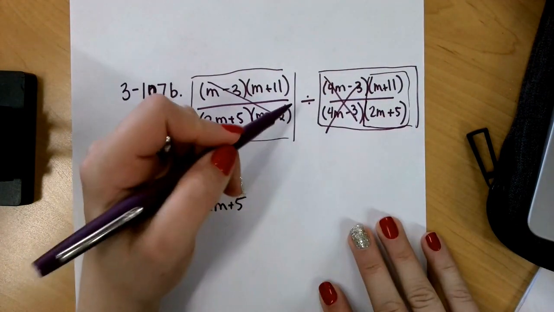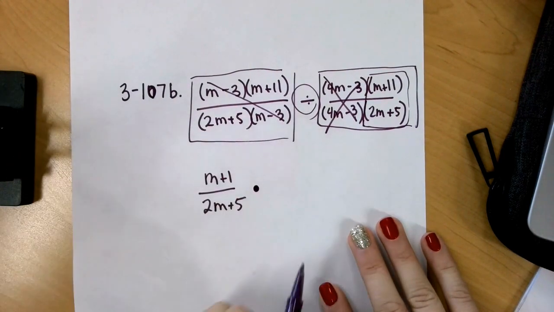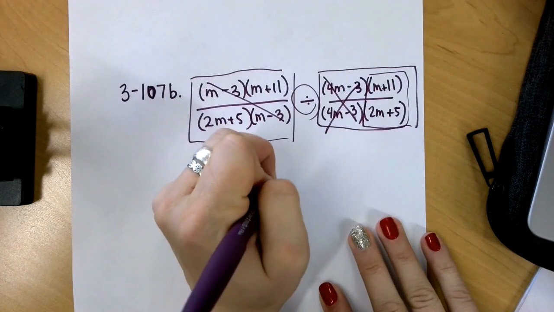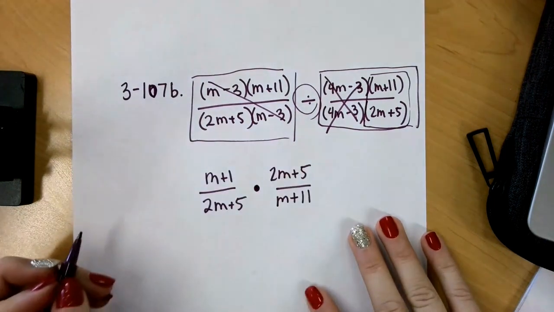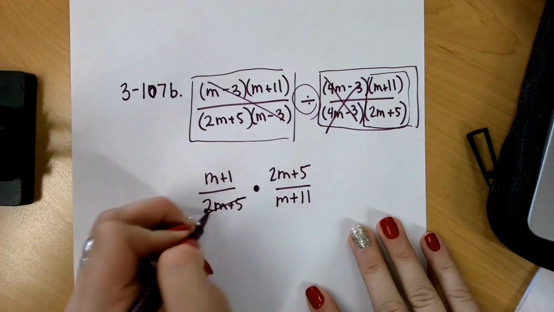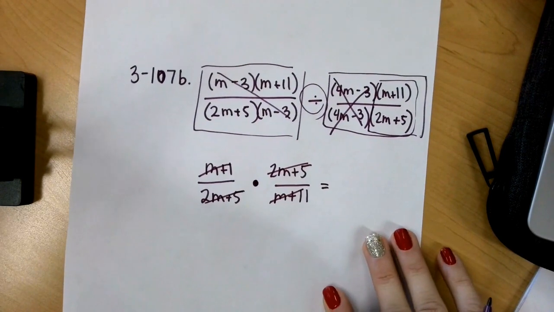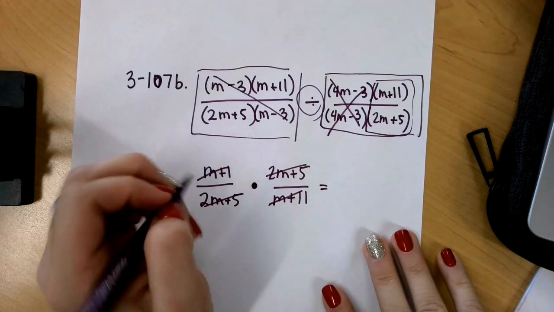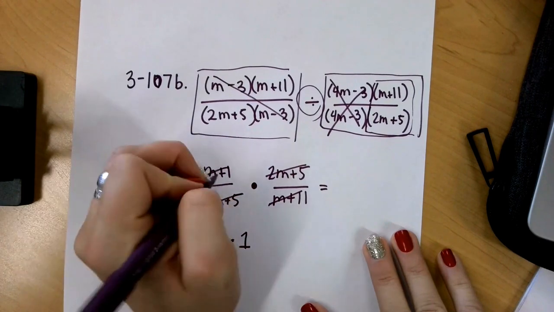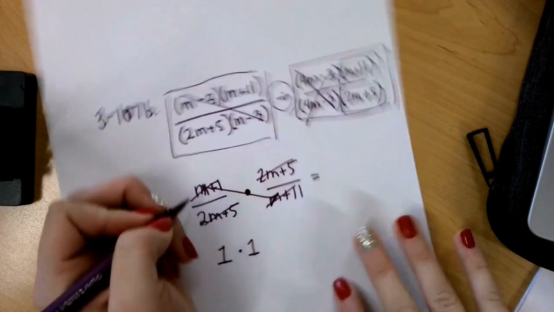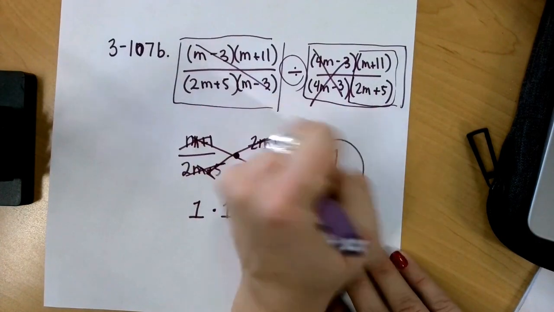Okay. And again, with a division problem, I multiply by the reciprocal. So this becomes multiplication. And then I do the reciprocal, which is 2m plus 5 over m plus 11. And I can see now that these would cancel out and these would cancel out. So a lot of times I'm seeing people put 0. But remember, these are basically just ones. So like I end up having 1 times 1 because this turns into a giant 1 and this turns into a giant 1. So 1 times 1 equals 1. And that's the final answer.